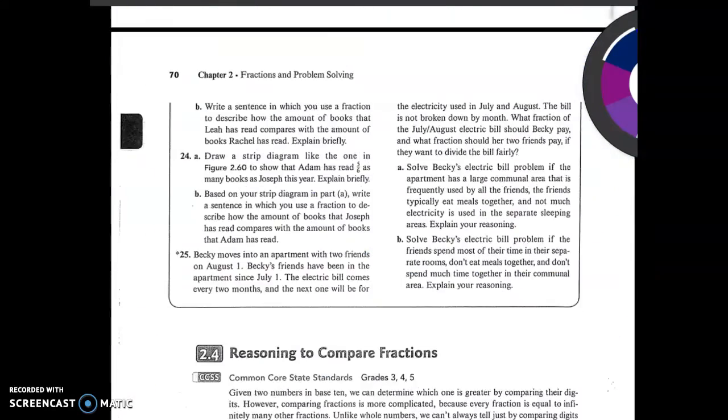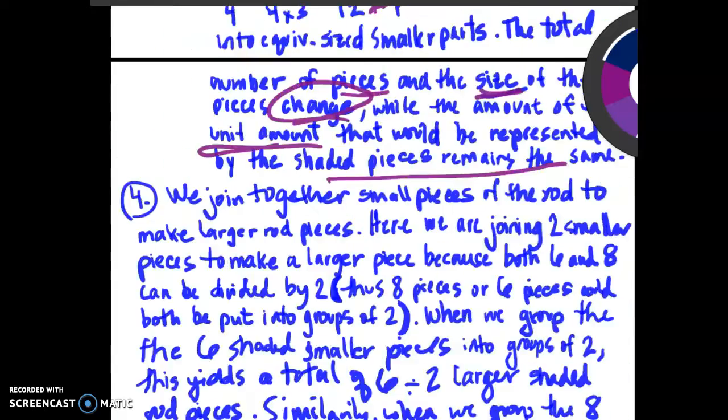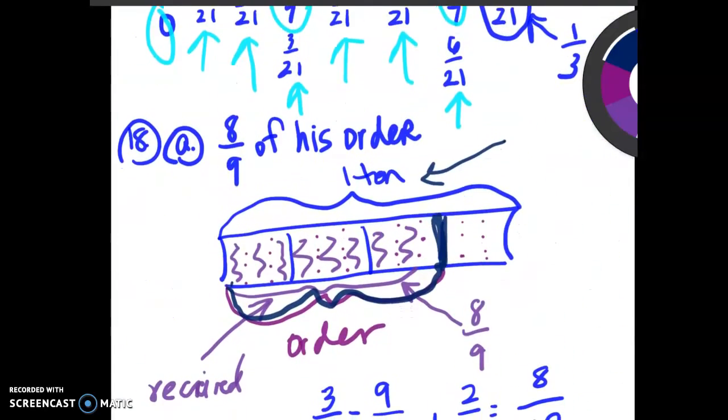Then he received 2/3 of his order, right? Let's go back and make sure I have it right. Yes, he received 2/3 of a ton. So now I want to show that he received 2/3 of a ton. I've partitioned each of these fourths into thirds so that now I can see where I've colored these: 2/3, here's our received amount. He received 2/3, also known as 8/12, because I partitioned each of my fourths into thirds.